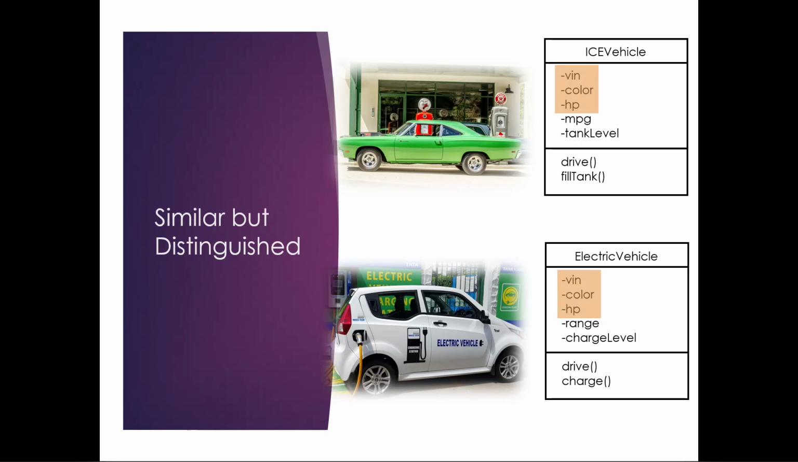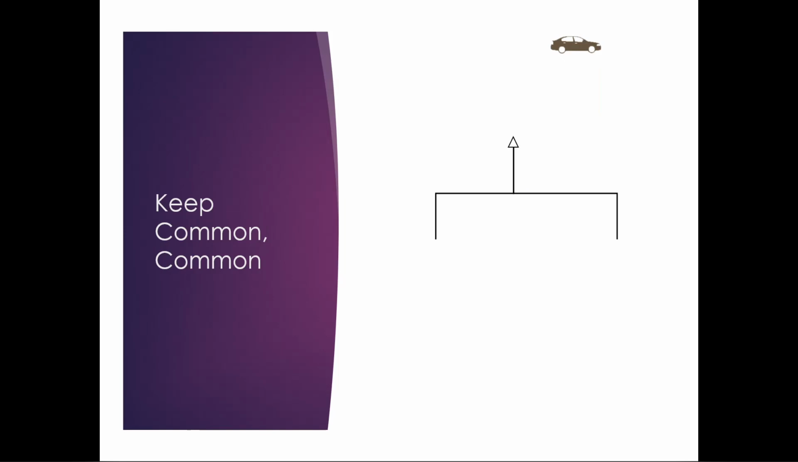So we can see there's a number of attributes that are exactly the same between these two, and there's even some behavior that is essentially the same. You don't drive an internal combustion engine car any differently than an electric vehicle car, or a propane or natural gas bus. It uses the same basic driving mechanism. So the idea is to keep the common things common. And the way we do that in object-oriented design and analysis is inheritance.